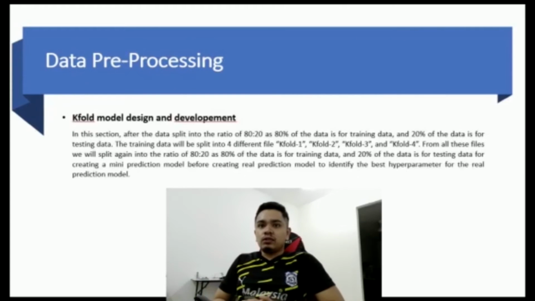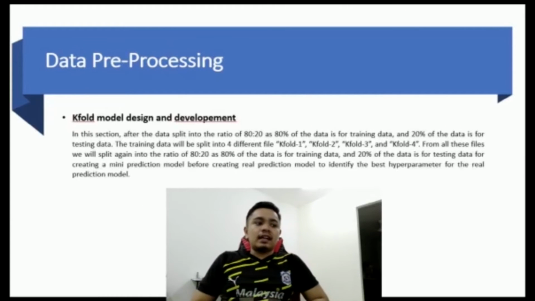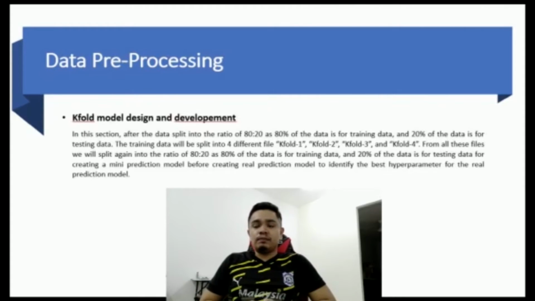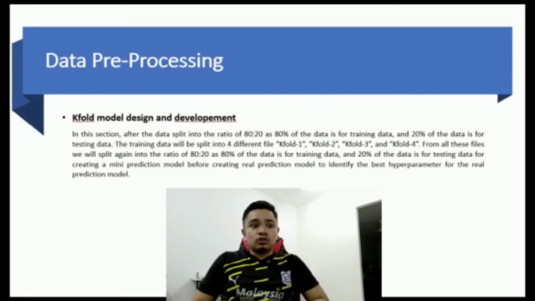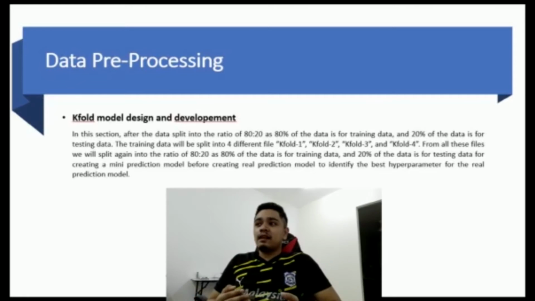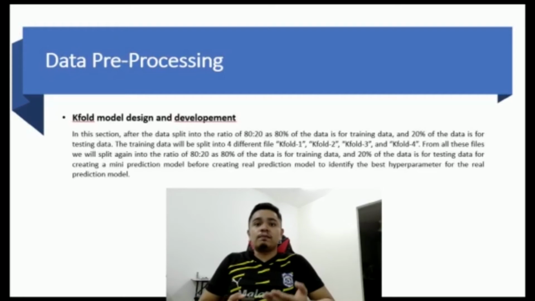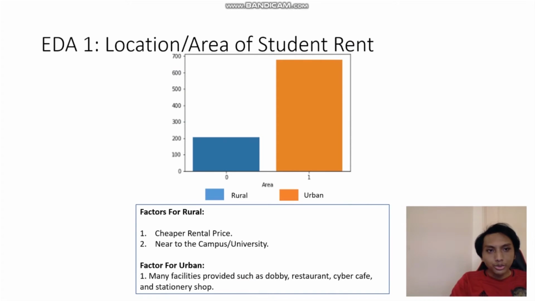Then we do careful model design and development. We take 80% from the data to be the training data. Then we split it into 4 files, then we make a mini prediction model to find the best hyperparameter for the real prediction model. We will continue to explain EDA for this project.